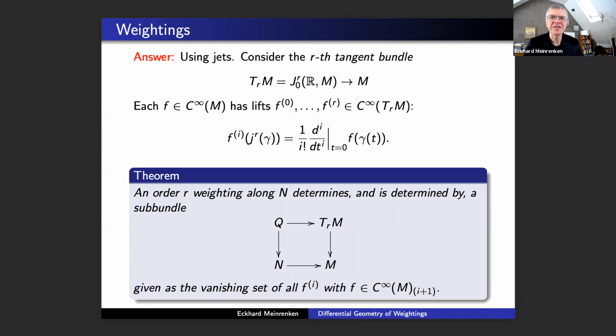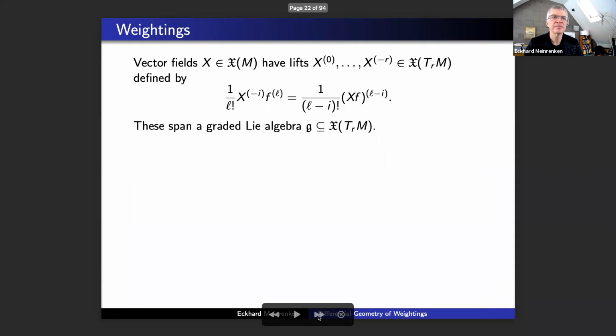Now, of course, this doesn't quite answer the question of how to define weightings in a coordinate-free way, because now you have to answer which subbundles of the rth tangent bundle correspond to weightings. This took us quite a while to figure out, and eventually we came up with the following answer. Instead of just looking at lifts of functions, we also have to look at lifts of vector fields.